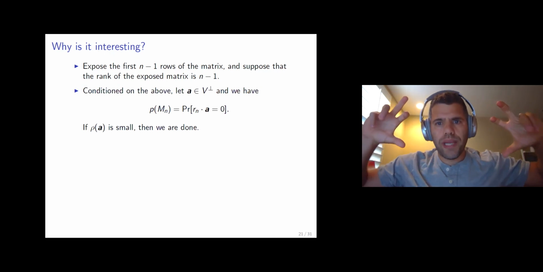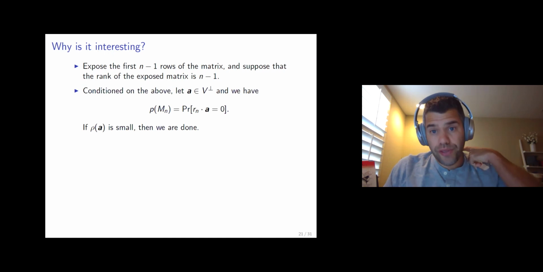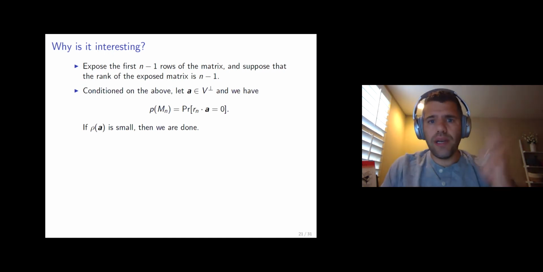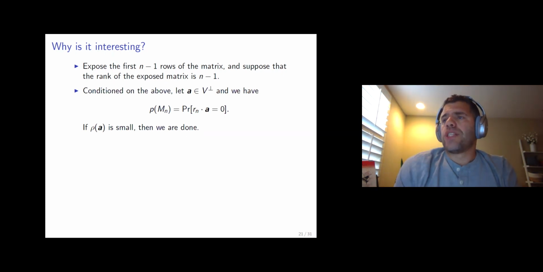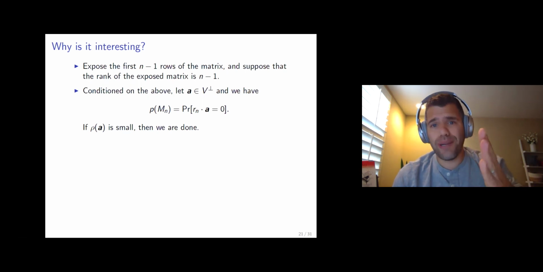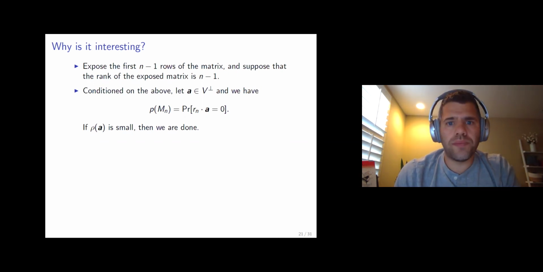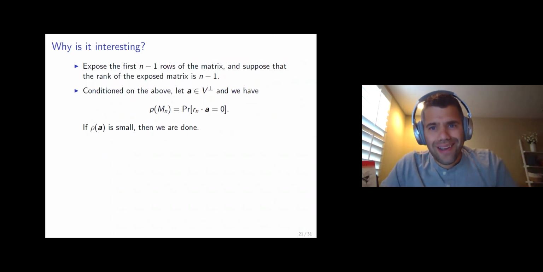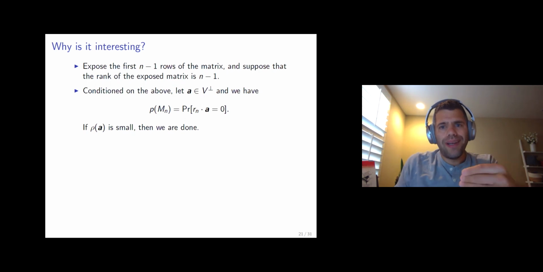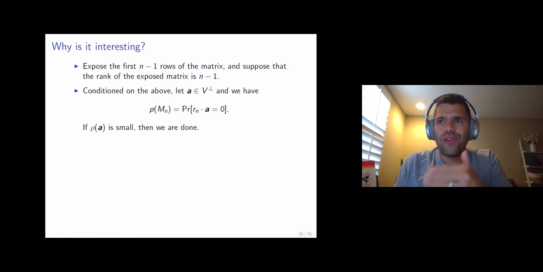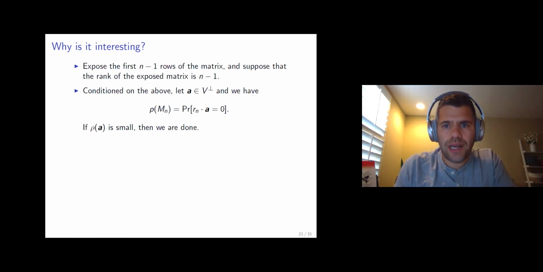We know that the first n minus 1 rows of the matrix span a vector space of dimension n minus 1. So it has a unique, up to scaling, normal vector. We can fix this vector in the orthogonal complement, and just ask what's the probability. If we condition on the above, the probability to be singular is just the probability that the inner product between the new row, the nth row, and the null vector A is 0. If we are lucky, and the atom probability of this null vector A is small, then we are done. So we can focus only on atom probability. The main problem here is to try to exclude vectors that don't have a small atom probability from being in the null space.